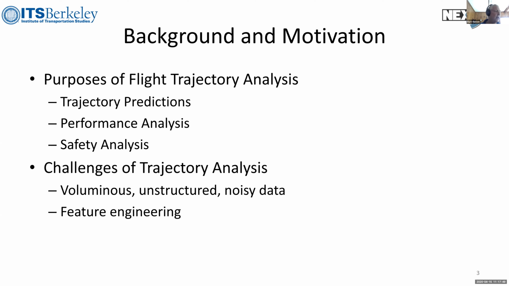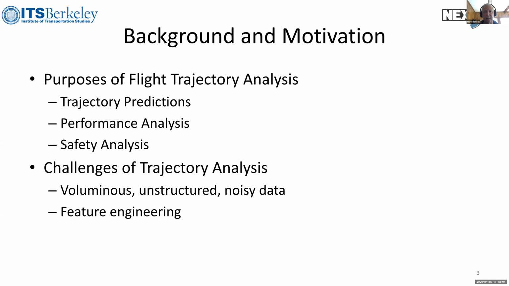A second kind of challenge is related to feature engineering around these trajectories. And that typically involves matching the trajectories to other data sets that are also large and difficult to work with, such as winds, convective weather, and other such features. We'll talk more about that later.